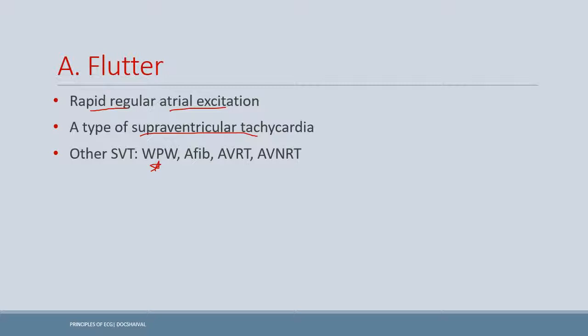Now in the atrial fibrillation, which I've already discussed, the atria sort of quivers due to some ectopic foci. In AVRT, which is the atrioventricular reentrant tachycardia, it's enough to know that there is some reentrant loop in the AV circuit, while AVNRT means atrioventricular nodal reentrant tachycardia, and here again it's enough to know that the reentrant loop is inside the AV node.